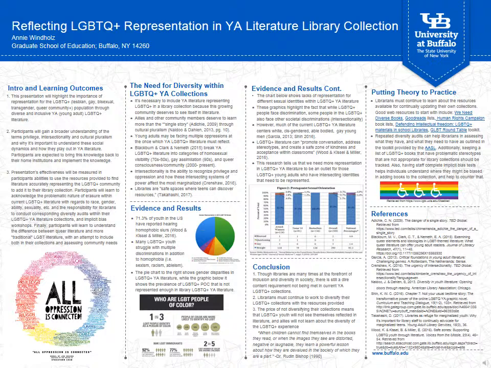Additionally, keeping a list of LGBTQ+ books that have been problematic, with stereotypes that are not appropriate for library collections, should be tracked. Also, having staff complete implicit bias tests helps individuals understand where they might be biased in adding books to the collection and to help counter that.